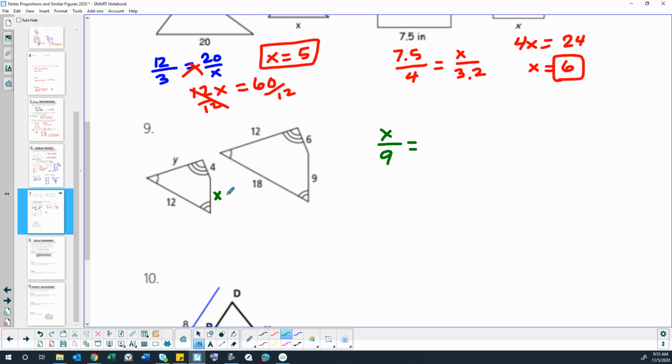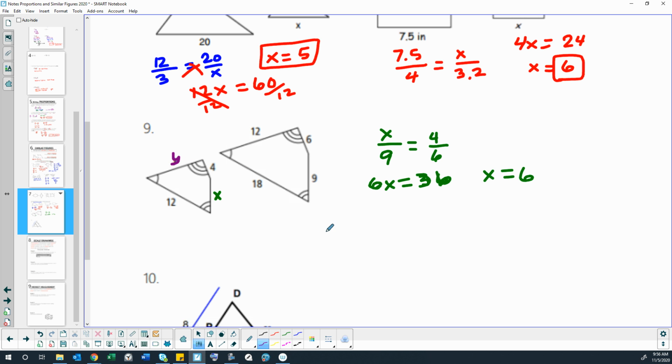So x over 9, because those are corresponding, equals 4 over 6, because those are corresponding. So there I get my problem, and now I can cross multiply: 6x equals 36. Divide both sides by 6, and x will equal 6. Okay, we're not done until we find y.